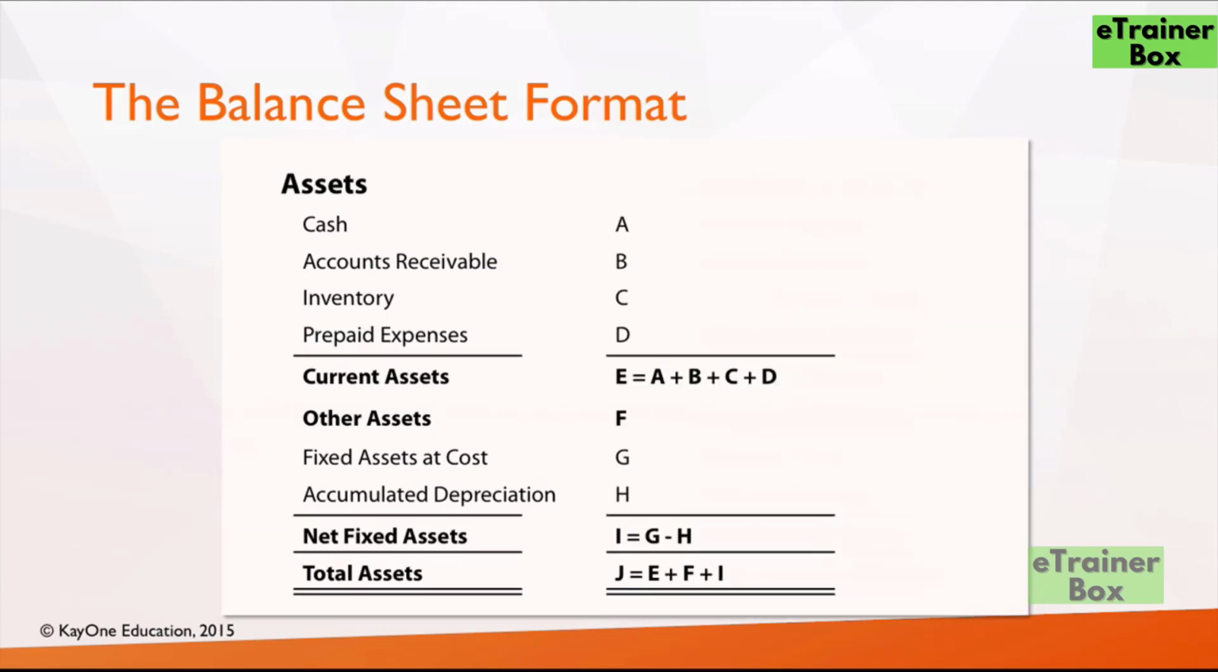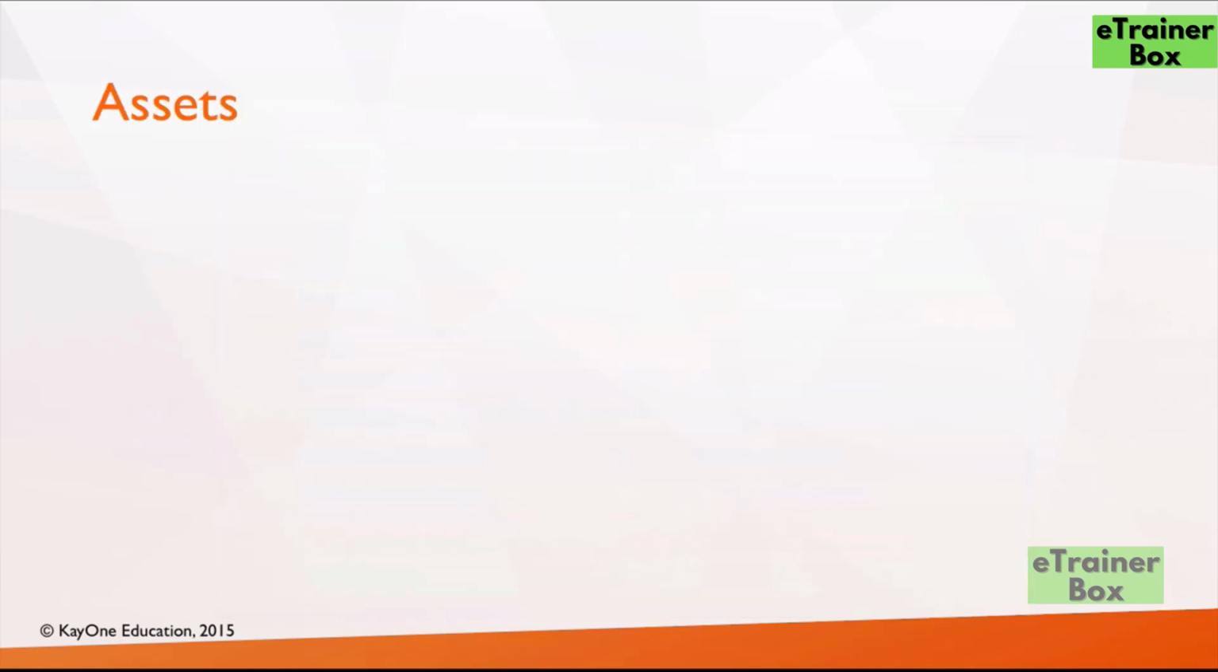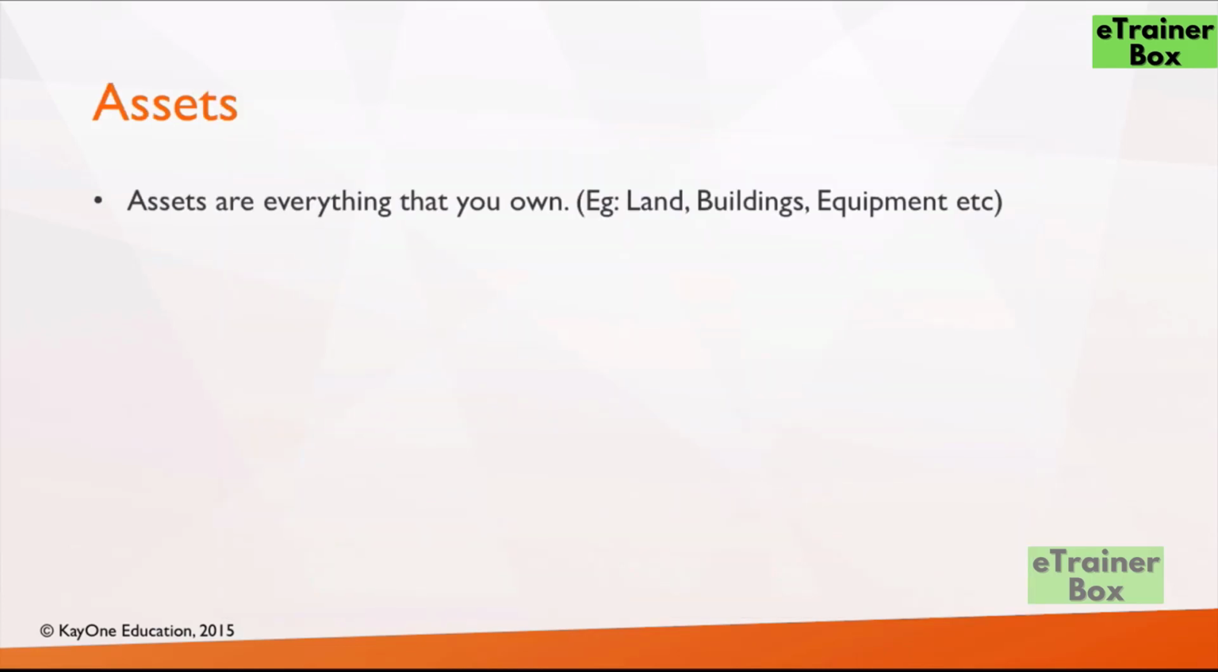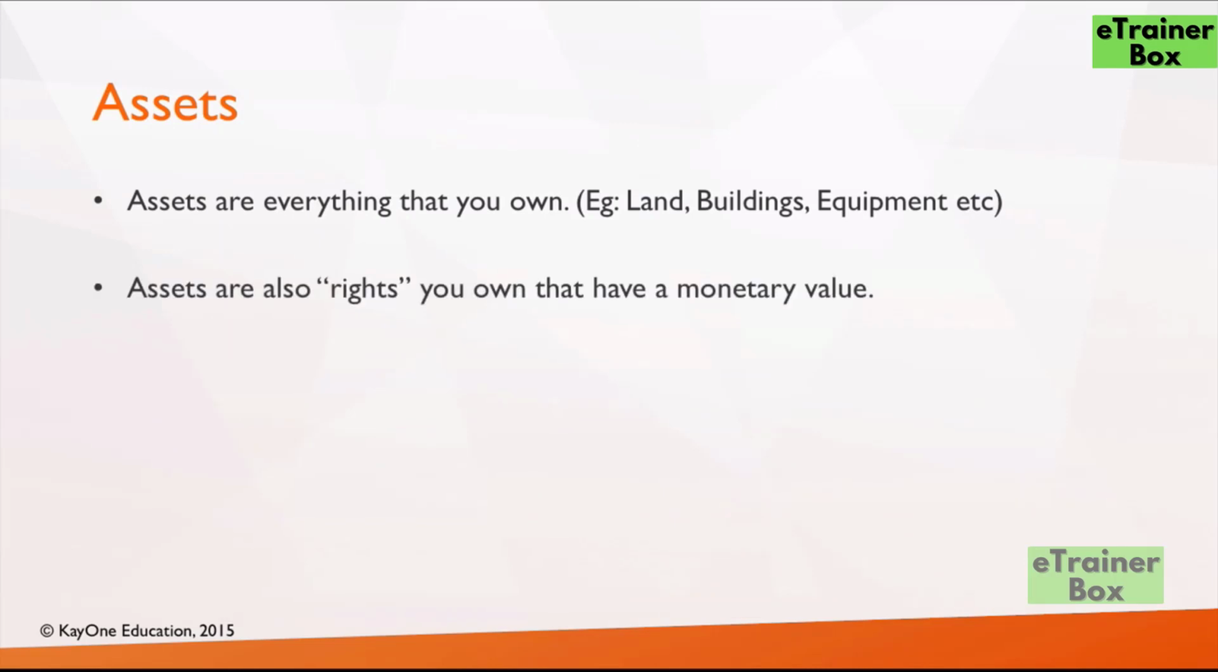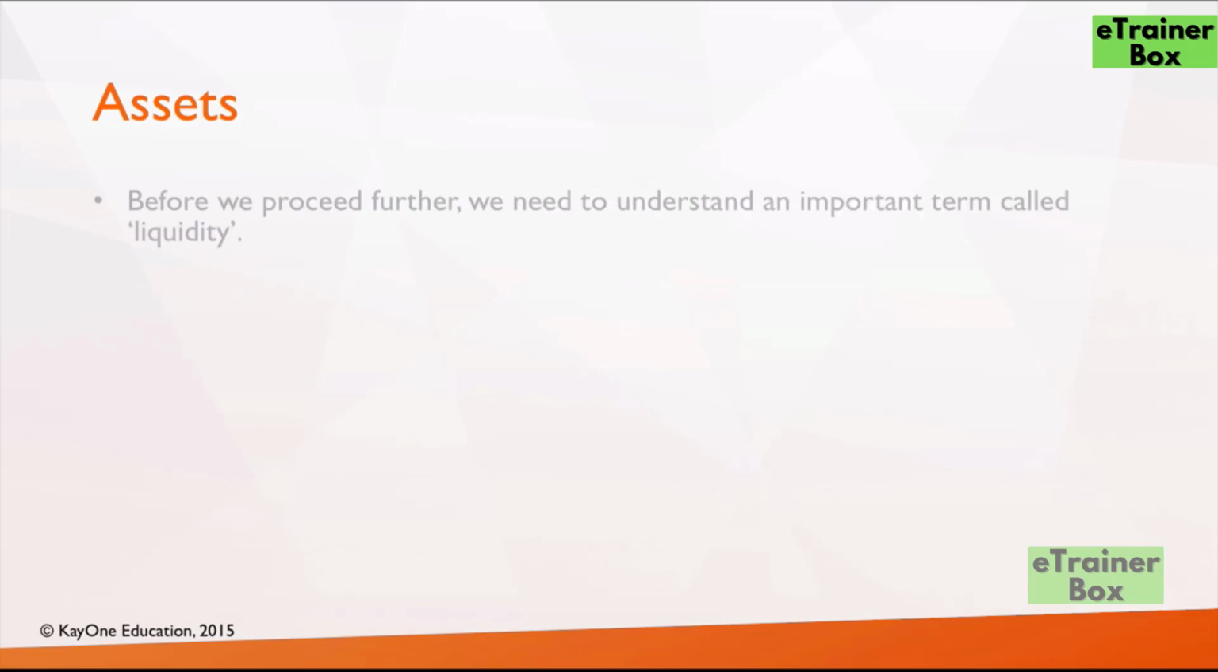Let us now focus on the asset side. As you can see, there are various assets that are listed in this balance sheet. Let's start off. Assets are everything that you own. There are also rights that you have and which have a monetary value. Before we proceed further with regard to assets, there is a very important concept called liquidity.